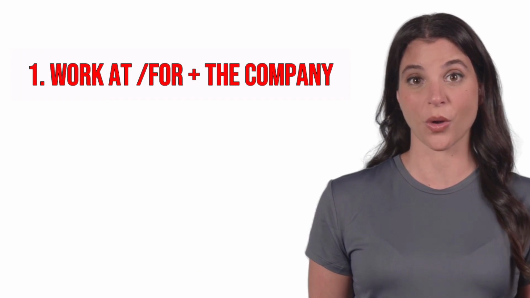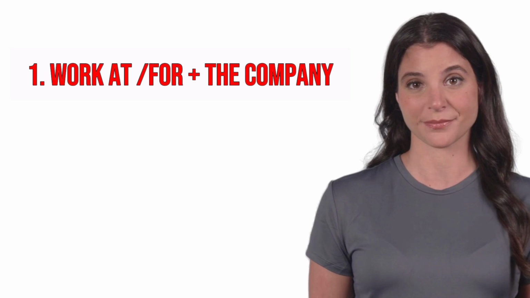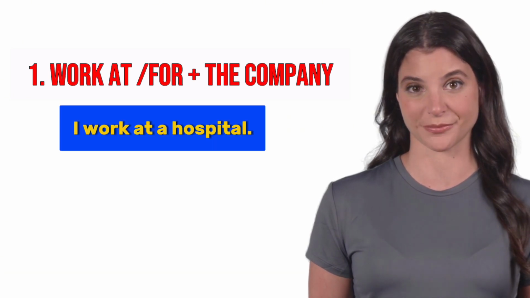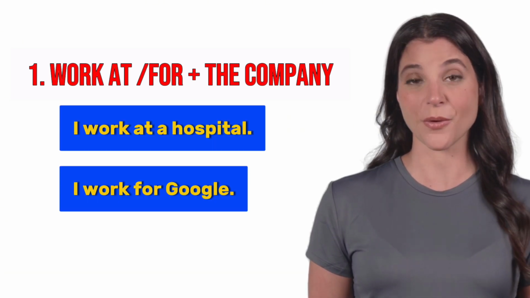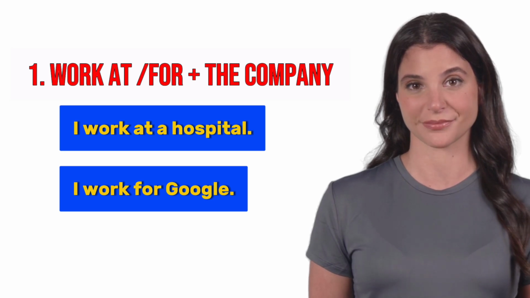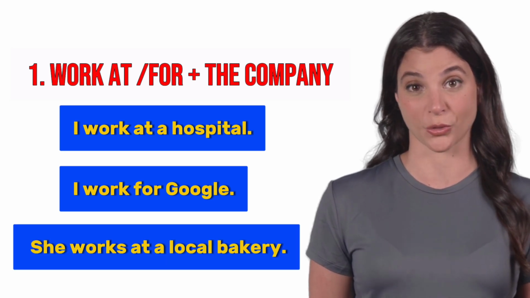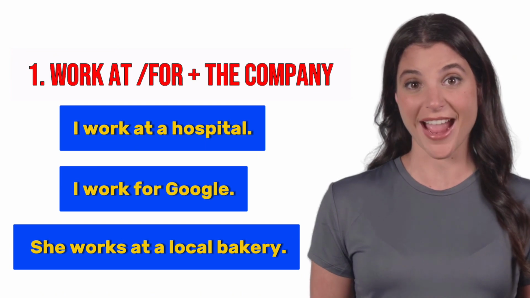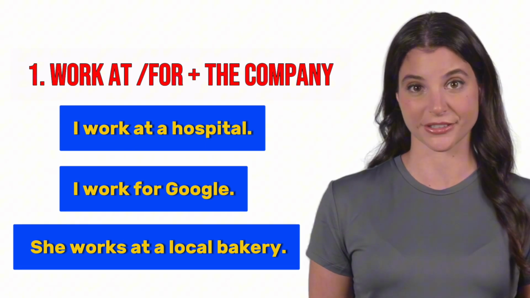Number 1, use work at or work for plus the company. We use work at or work for when we want to say the name of the company, school, or place. Examples: I work at a hospital. I work for Google. She works at a local bakery. Both at and for are correct.